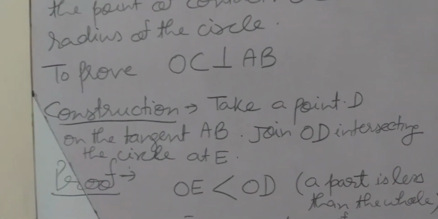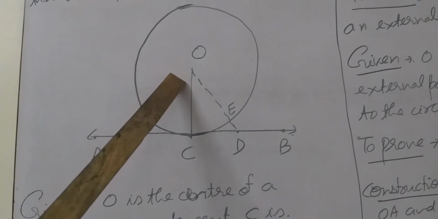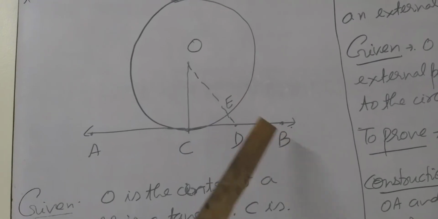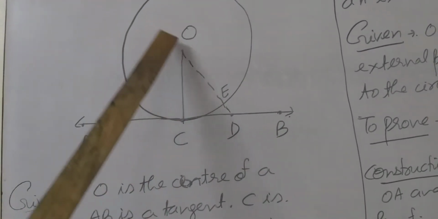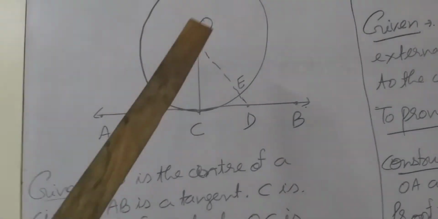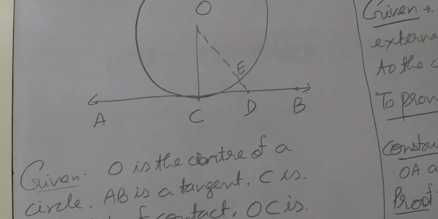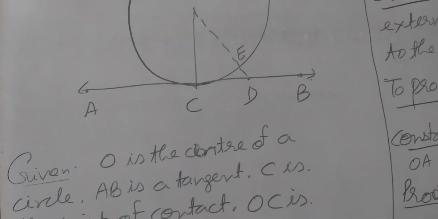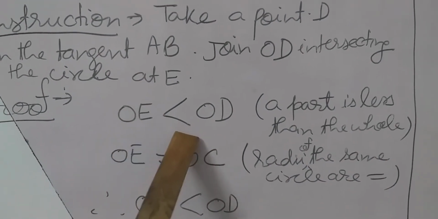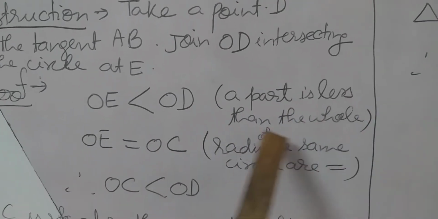Now students, how can we prove? In the figure you can see OD is greater than OE, or we can say OE is smaller than OD, because OE is a part of the line segment OD. So we know that a part is smaller than the whole. So we can write here OE less than OD, because a part is less than the whole.